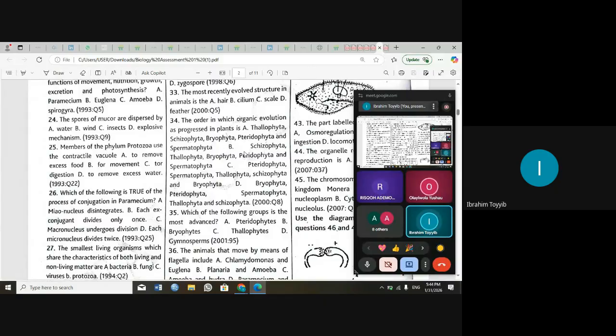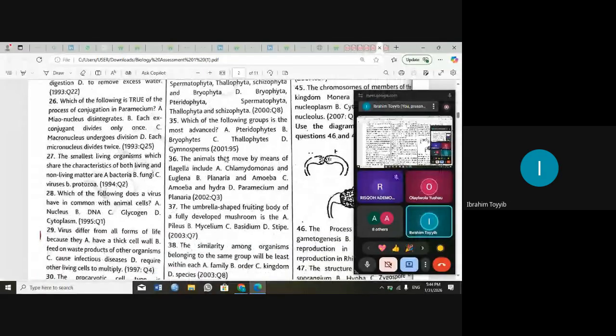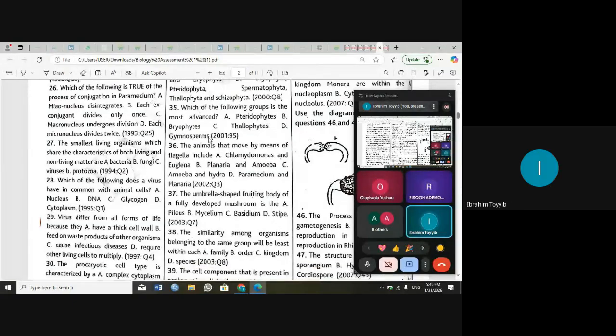And I know that we know examples of these phyla. Yes, we've done it. So which of the following groups is the most advanced? Gymnosperm. Gymnosperms, because they are under what? Spermatophyta. Because they have what? A vascular system.